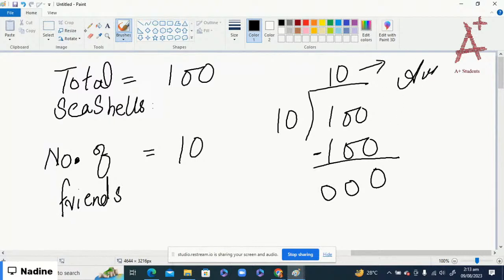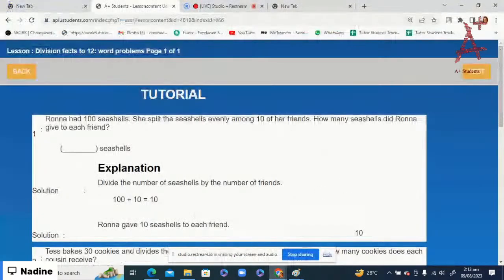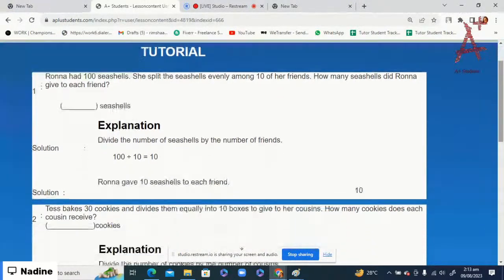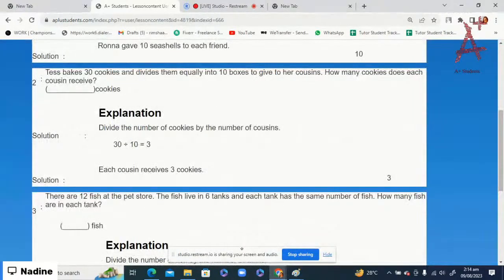You are not able to put all these zeros, only put one zero, because these are the same. So just put here 1 zero. So here 10 is your answer. So basically Rona gave 10 seashells to each friend, because she had 100 seashells and 10 friends, and then she gave 10 seashells to each friend. Okay, this question you guys solve by yourself. Now move to the next.